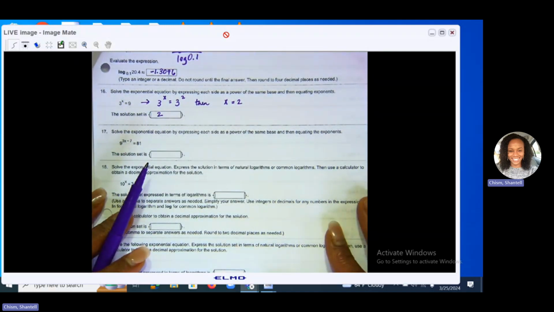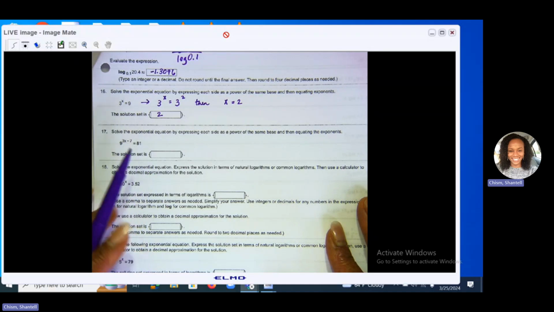Okay? Look at number 17. Solve again, same direction, solve using the power of the same base. So we've got 9 raised to the 3x minus 7 on the left side, and we've got equal to 81 on the right side. So there's nothing we can do here.